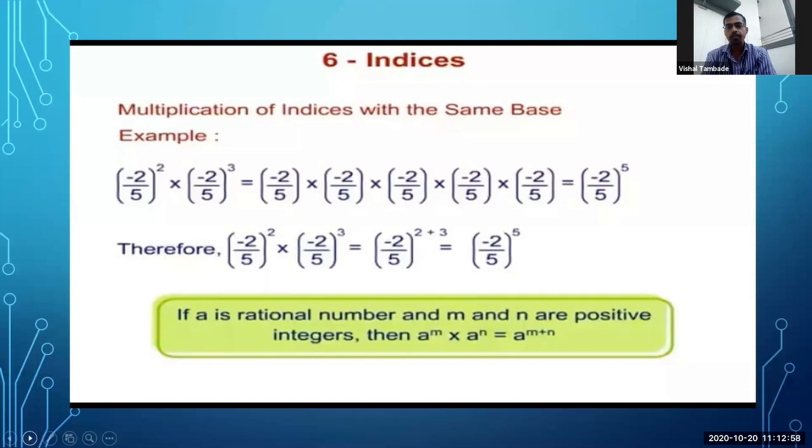a raised to the power m multiplied by a raised to the power n equals a raised to the power m plus n. What does the law say? The law says that if the base is same and power is different and the operation between them is multiplication, then you have to write the base one time and add the power. This is the law of multiplication. Okay, next.